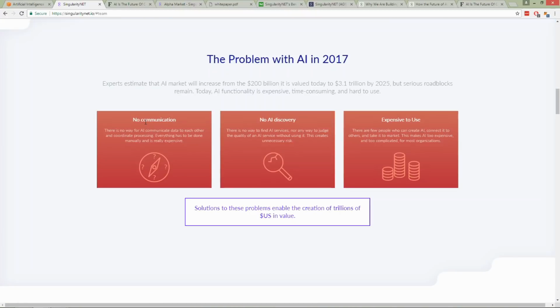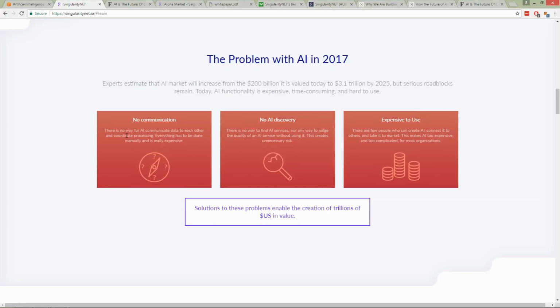One of the problems with AI currently is there's no communication. There's really no way for AI to communicate data to one another. Everything has to be done manually, and it's quite expensive. There's no way to really find new AI services. There's not really a good way to judge the quality of the services without using them. It's also expensive to use, as they lay out here. It just costs a ton of money.